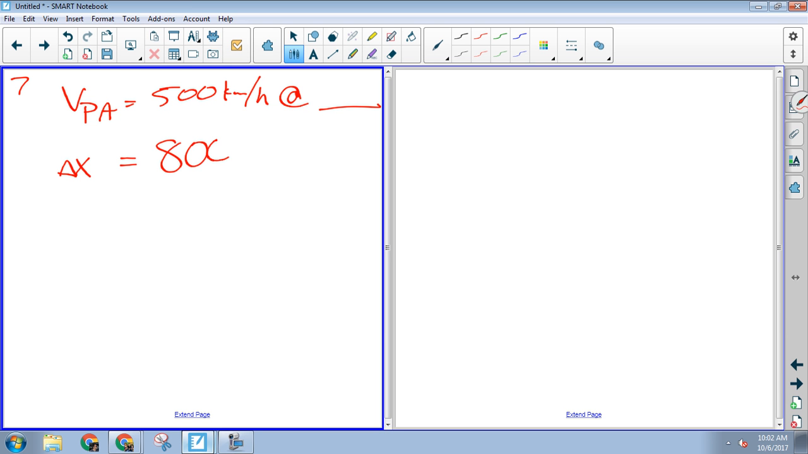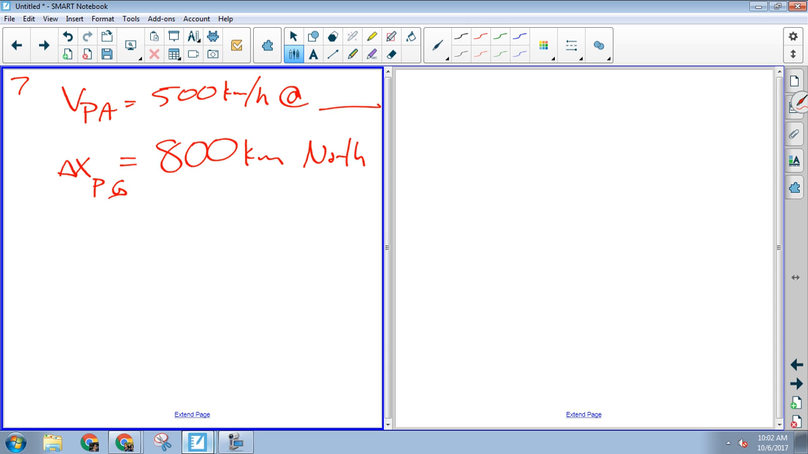Displacement of what relative to what? Plane relative to the ground, right? Because the destination and the takeoff point are presumably on the ground, and those two points are 800 kilometers apart. So that's the displacement of the plane relative to the ground. Now, it tells us that the plane is headed 20 degrees east of north to fly there directly.